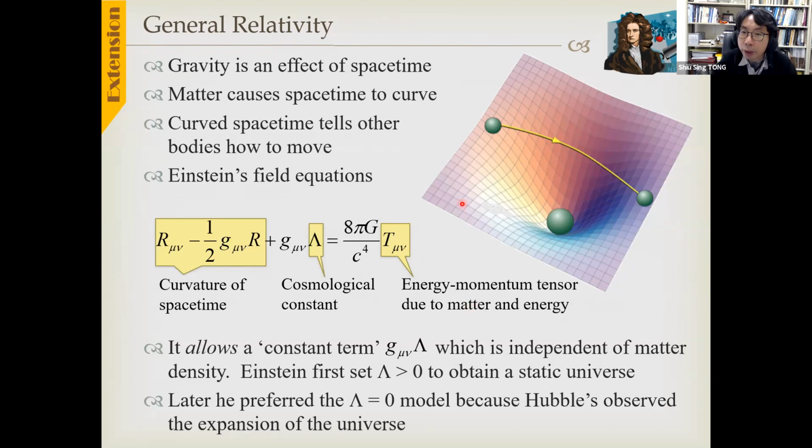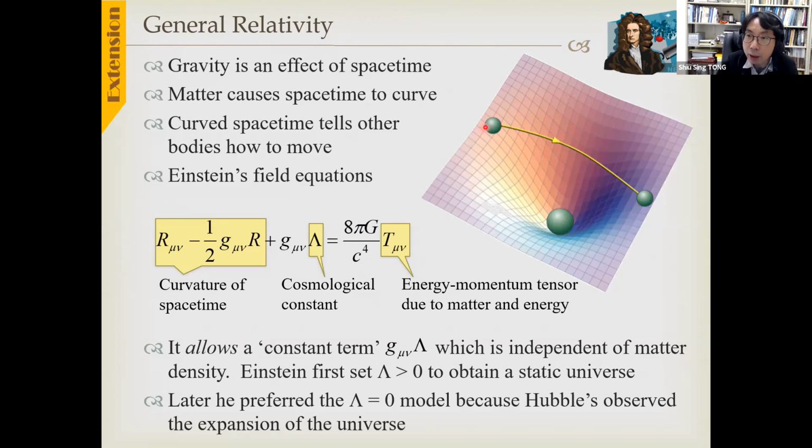Now, this is a picture. It's not a real thing, but it gives you an idea of how Einstein thought of gravity as space-time curvature. Imagine you have a massive object, and the massive object deforms the space-time around it. So the space-time is like a fabric, and because of the presence of this massive object, the space-time is curved.